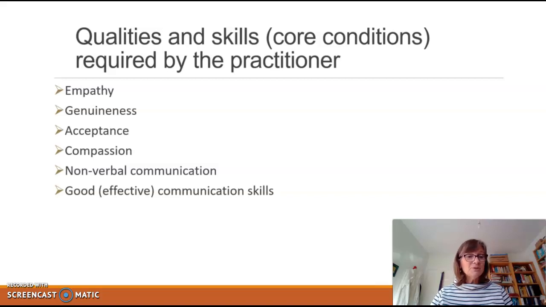And finally, the good communication skills, effective communication. Now, you have already got on the course because we think you'll be able to do that, but it's about how you communicate in consultations. So hopefully we'll be learning skills that are going to help you improve in that.